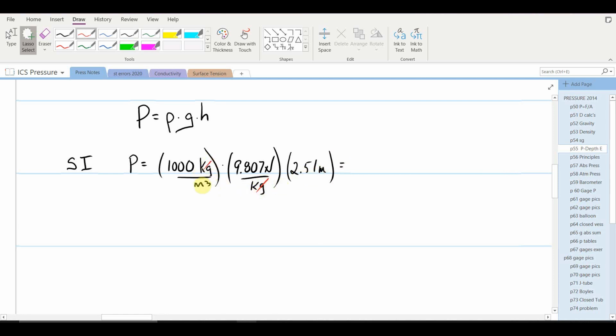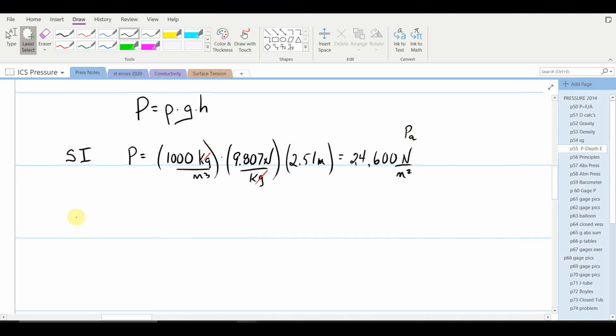meters divided by cubic meters is per square meter. That's 24,600 newtons per square meter, which are pascals. Let's try the CGS system.